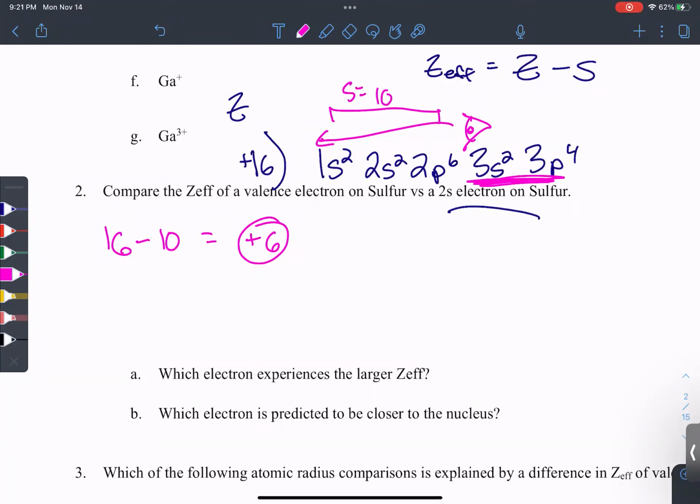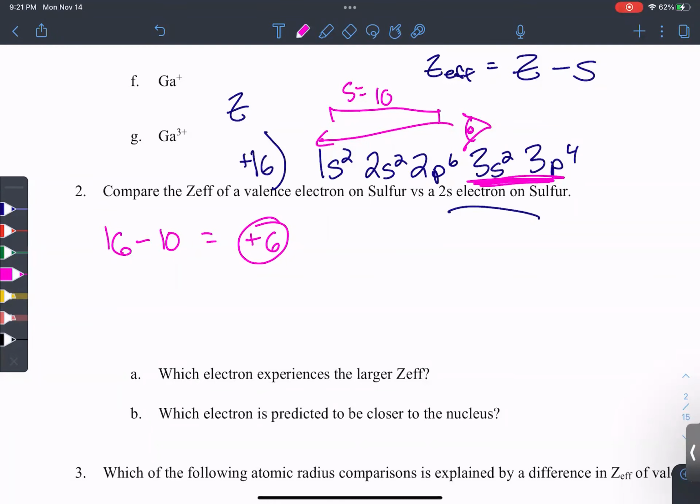There's 10 people standing between their row. There's 10 electrons standing there. And so they only actually feel a +6. And so that +6 also just so happens to be sulfur's group number. So based upon that idea, what is the effective nuclear charge of a valence electron on oxygen? Also +6. What about the valence electron on a chlorine?